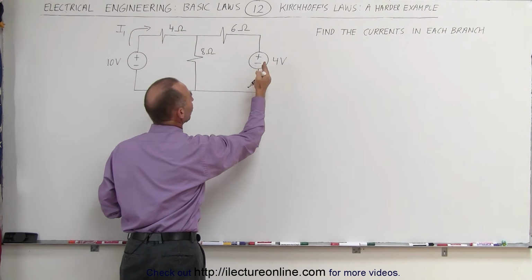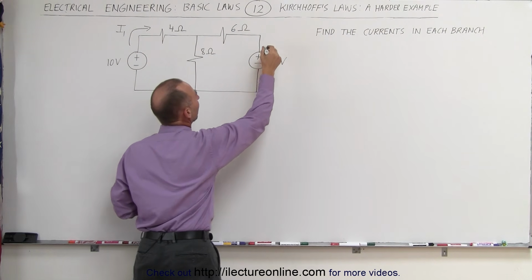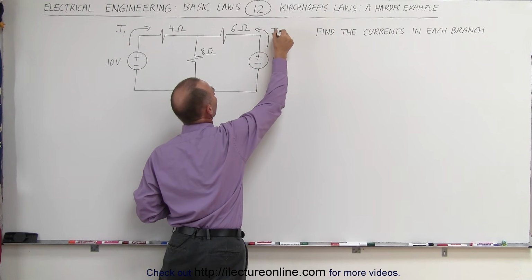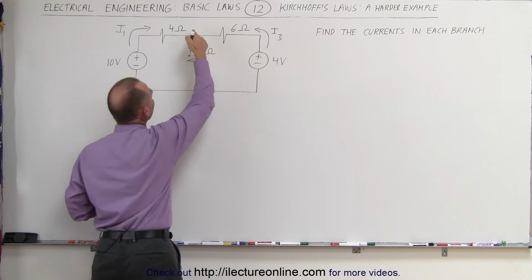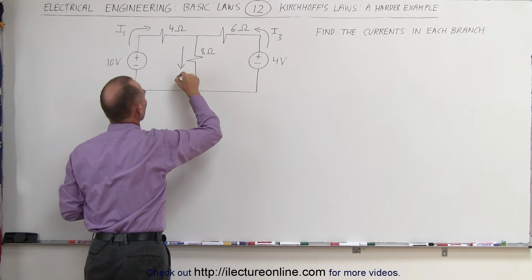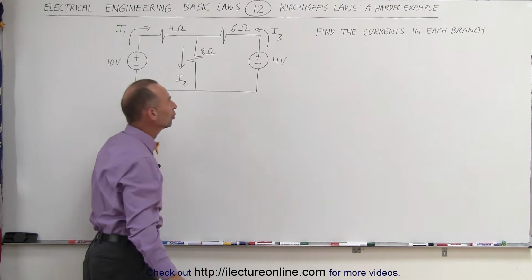Here we have the voltage source with the positive end on this side, so I'm going to assume that the current flows in this direction through this branch, so let's call that I sub 3. And then through this branch, if the two currents come together, we can assume that the current will flow in this direction through here. Let's call that I sub 2.